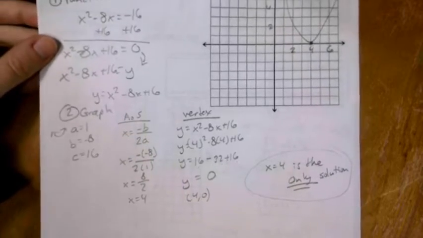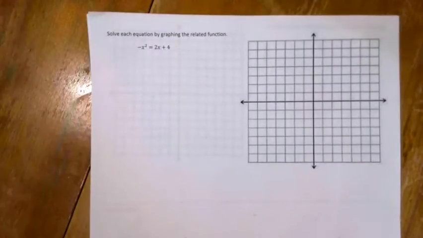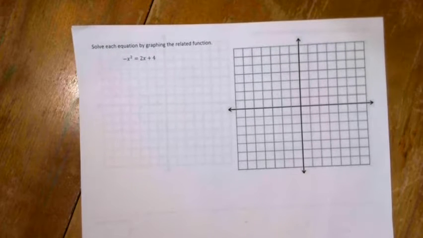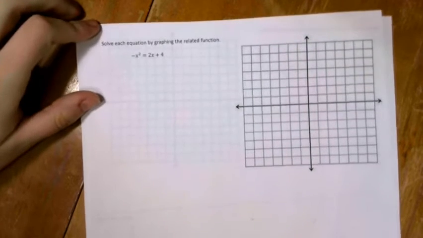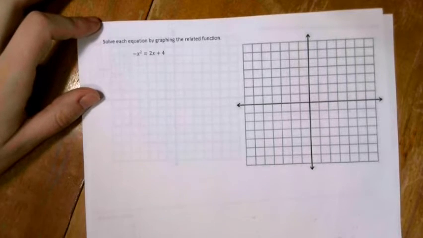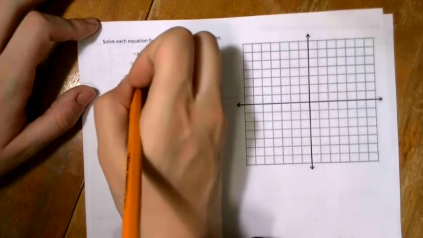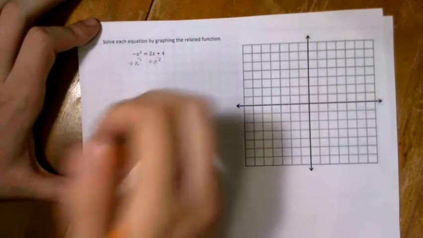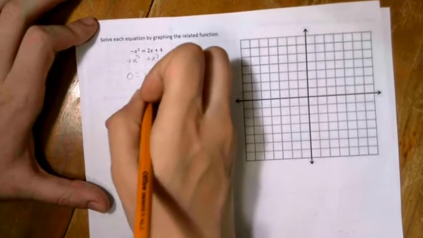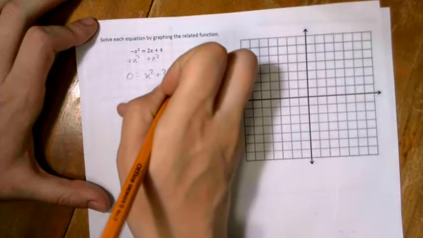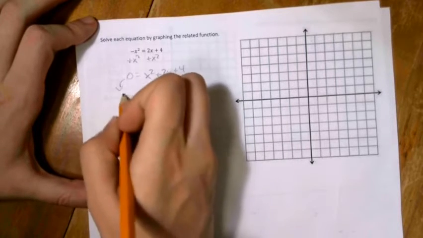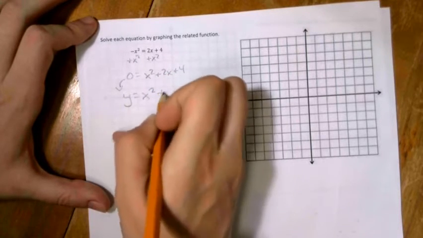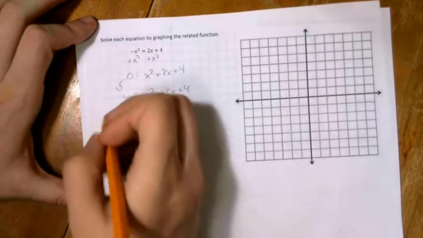All right, let's take a look at our next example. So for this one, we're going to find the related function. I'm going to add x squared on both sides, mostly because I don't like dealing with a negative x squared. That's just annoying, right? So we get 0 equals x squared plus 2x plus 4. I change my 0 into a y, so we have y equals x squared plus 2x plus 4. And now I need to graph.